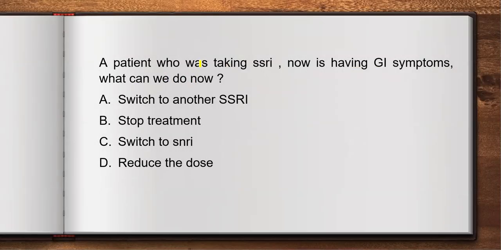Next one, a patient who was taking an SSRI having GI symptoms. What can we do now? We discussed this question in our psychiatry class, if I remember. The treatment of borderline personality disorder is dialectical behavioral therapy. That's the main treatment.